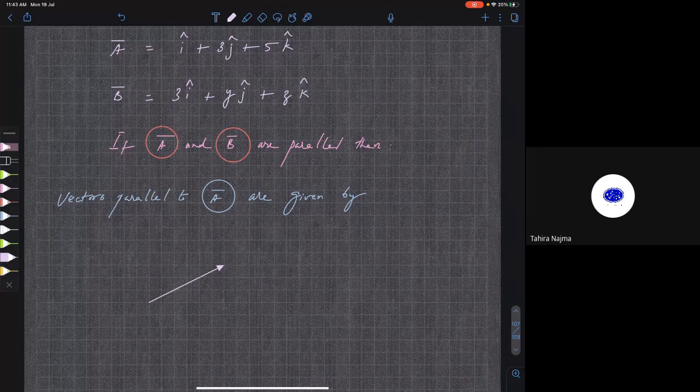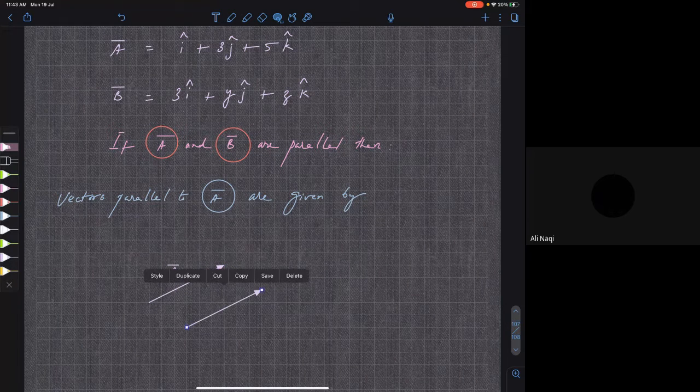No. My question is how to get another vector which is parallel to A bar. What to do? Join the tails. You have this vector A bar. How to get another vector which is parallel to A bar? Sir, join the tails at the angle of 0 degree. No joining tails, no joining heads. How to represent another vector which is parallel to A bar? I want some other vector which is parallel to A bar. I want this vector which is parallel to A bar.